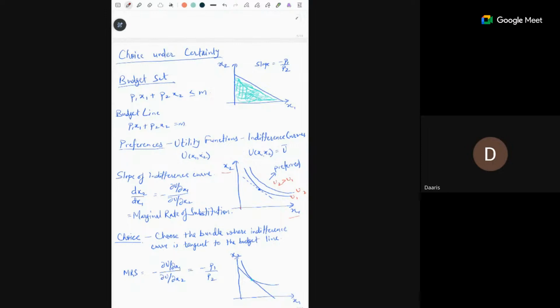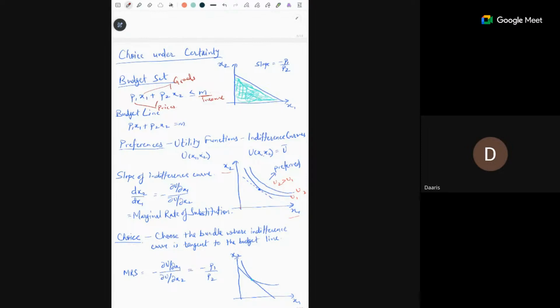For example, there is an individual who has income of amount m, and he wants to consume two types of goods, x1 and x2. These are goods, this is income, and p1 and p2 are prices. If he wants to consume two goods, X1 and X2, with prices P1 and P2, and M is his income, then this inequality represents his budget set.